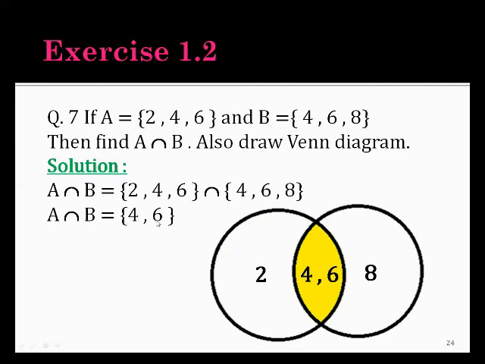Now this answer is correct, because here we find the intersection of two sets, which is the common elements in both sets, just like 4 and 6 are common in both sets. So here we have 4 and 6 as the common elements in both sets. So here we write 4 and 6 is the intersection of A and B.